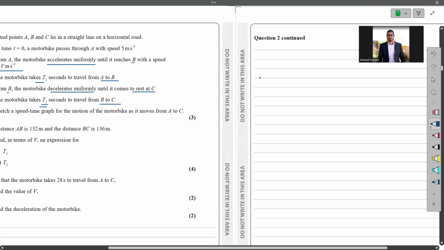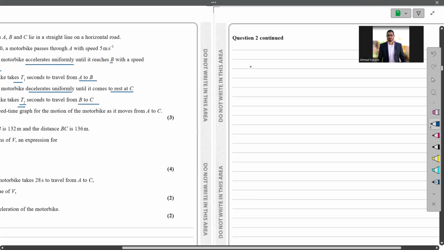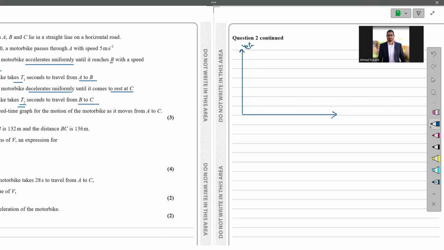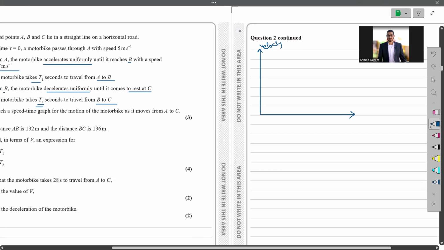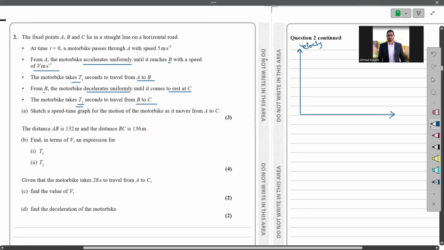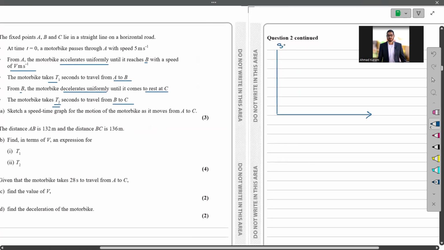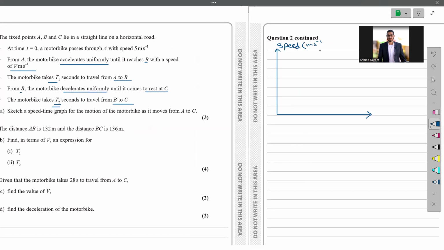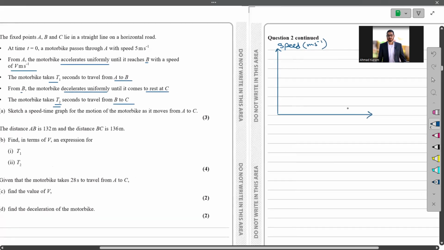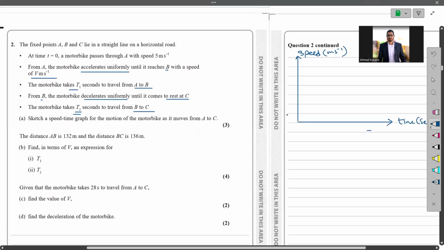Okay, so we need to sketch this. So we can start the sketch like this. Here is velocity, with speed in meters per second, meter second^-1, and the time in seconds.